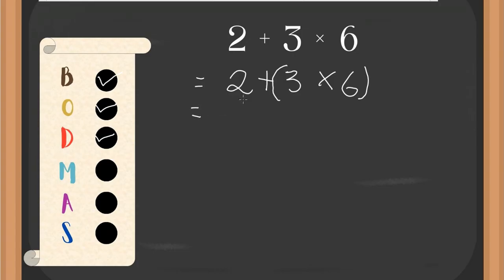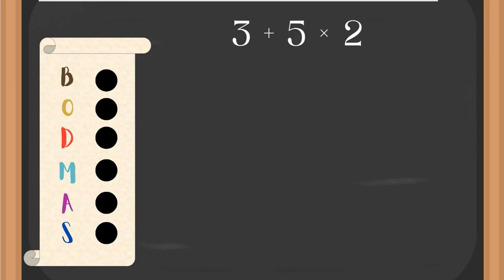Right, next, it's 2 plus 3 times 6. You solve your multiplication problem first. What is 3 times 6? That's 18. So you write 18 right here. Equals 2 plus 18 is 20. Right. And just like that, you have utilized BODMAS to solve the particular problem.